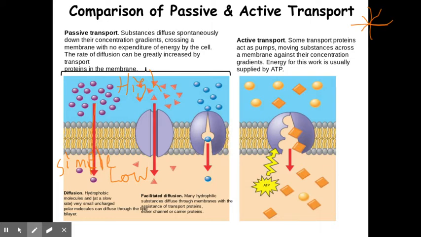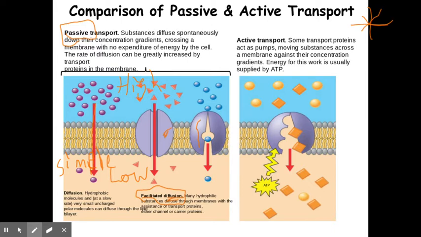Okay. Now these two are facilitated diffusion. How do I know? They require this protein. It's still diffusion because it's still high to low. Is energy required? No, it is not. It is considered passive.